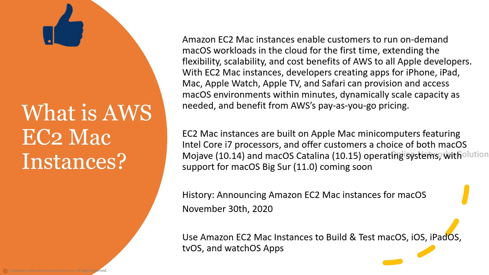Currently there are two types of operating system. First is Mojave and second is Catalina. And third, at the end of this December, they will launch Mac OS Big Sur. So currently we have two operating systems, Mac OS Mojave and Mac OS Catalina. As for history, AWS EC2 Mac instance for Mac OS was announced on November 30, 2020. Use Amazon EC2 Mac instances to build and test Mac OS, iOS, iPad OS, tvOS and watchOS apps.